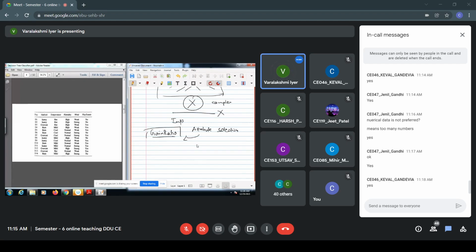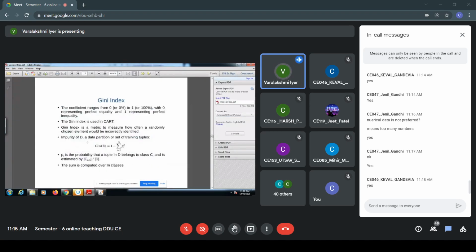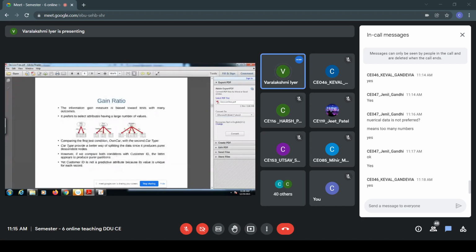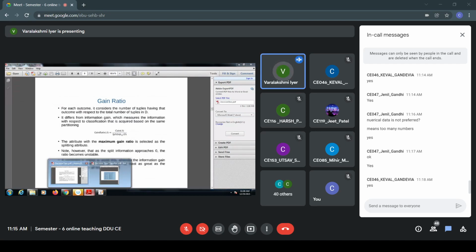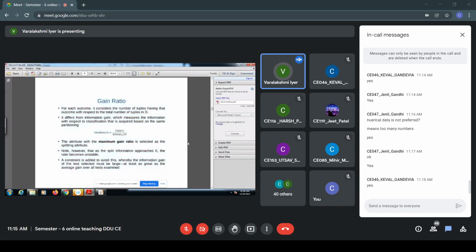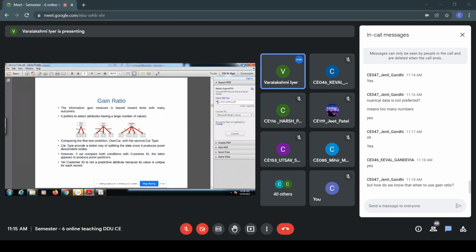Okay, so what is the formula for gain ratio? Let us see the formula for gain ratio first. The gain ratio formula is the information gain upon the split information. The split information formula is, just a minute.